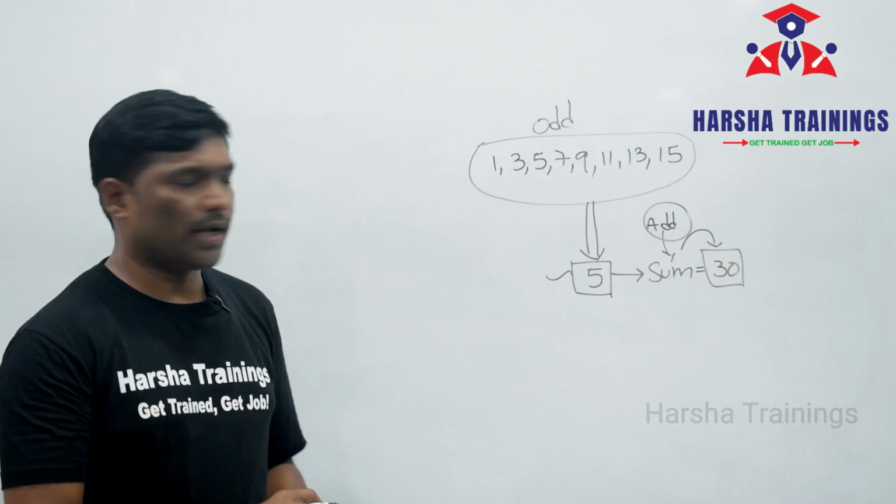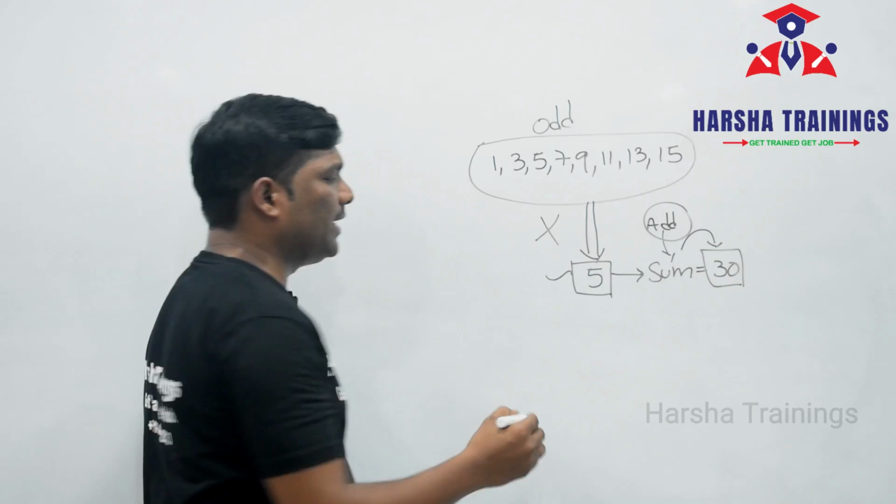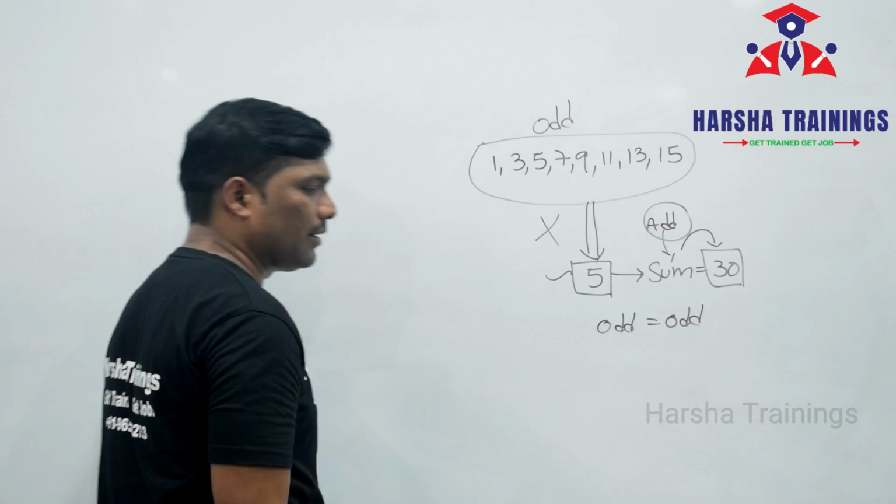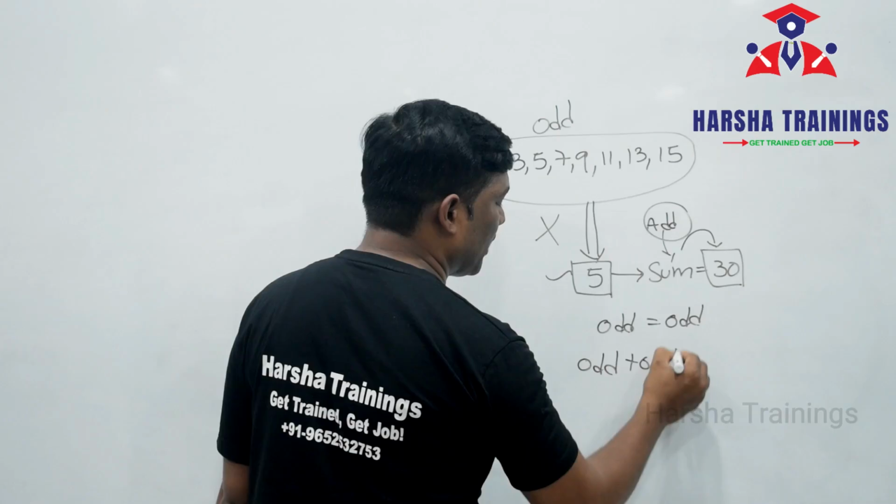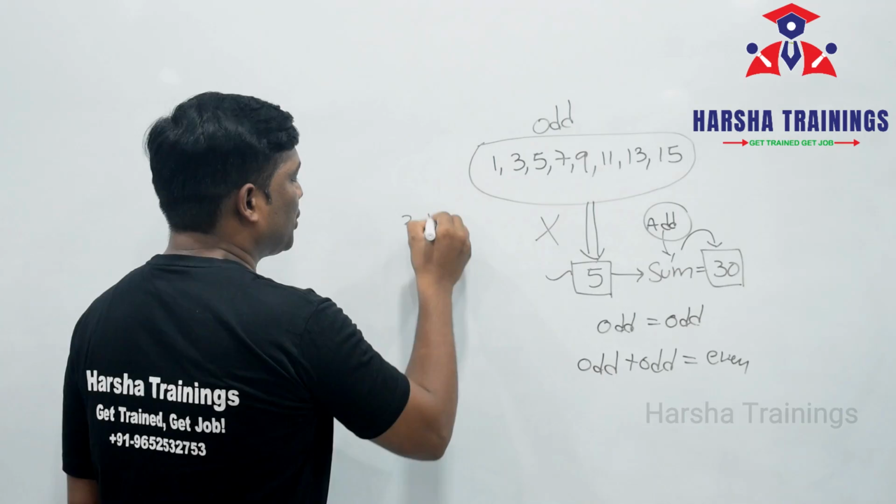Okay, look at the screen, guys. First of all, it is a stupid question. Why is it a stupid question? One odd number is an odd number, right? Am I right? Yes. So odd number plus odd number, two odd numbers, the sum is an even number. For example, 3 plus 5 is 8, and 8 is an even number.